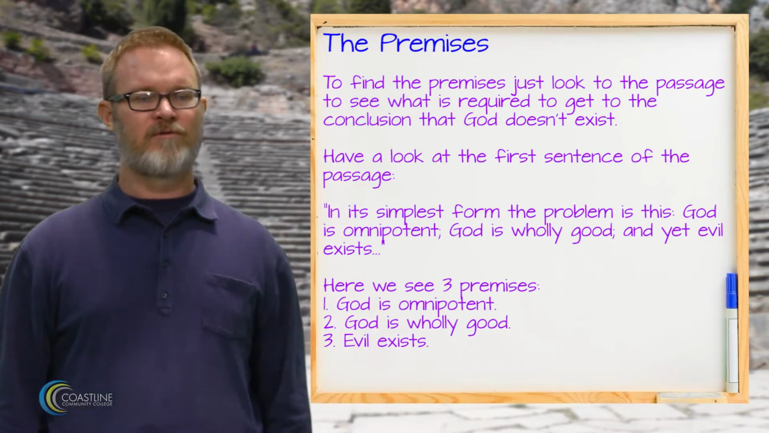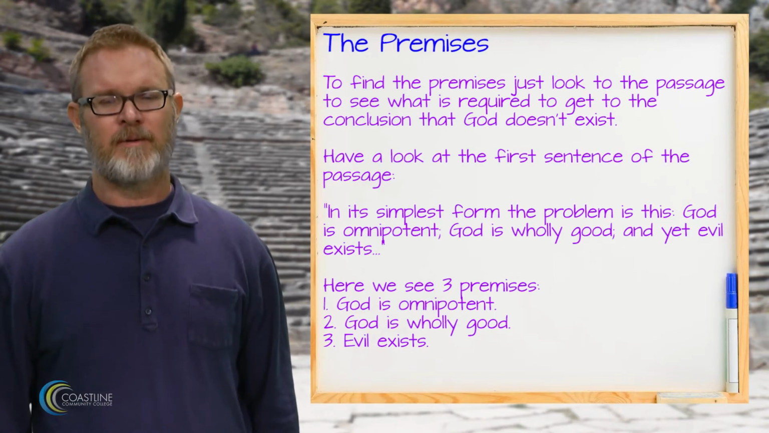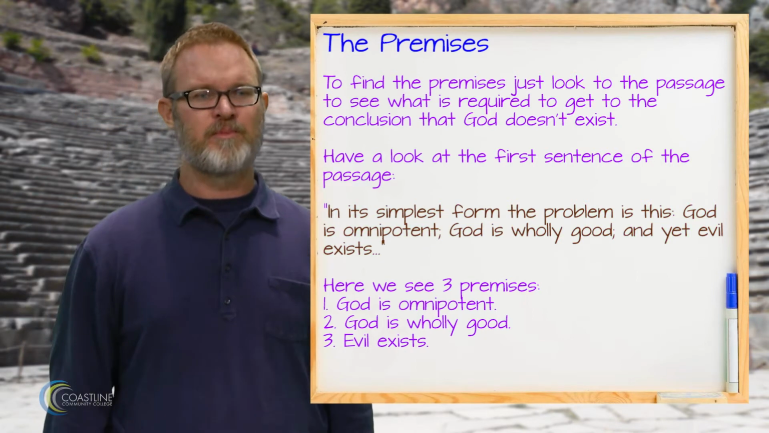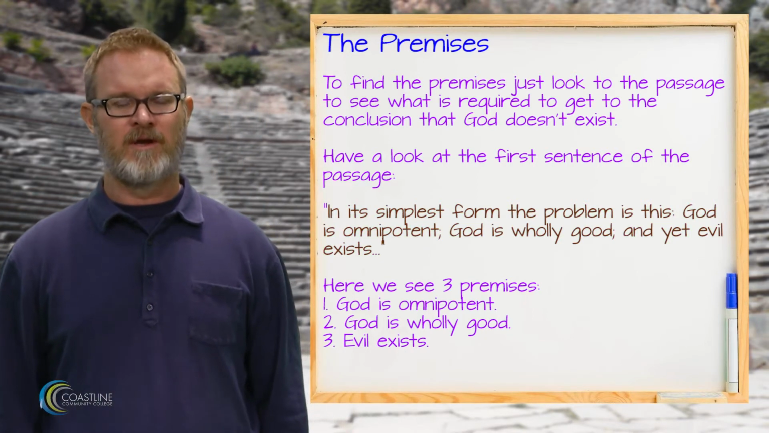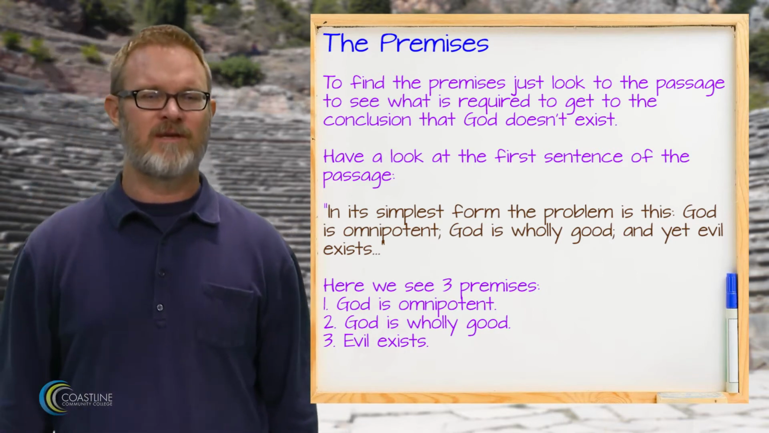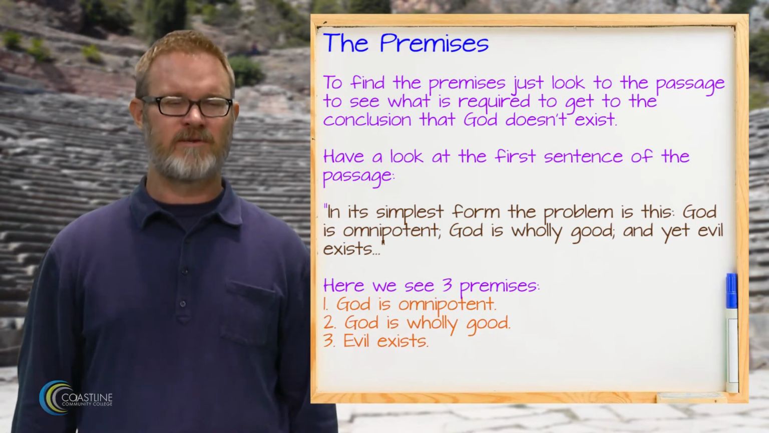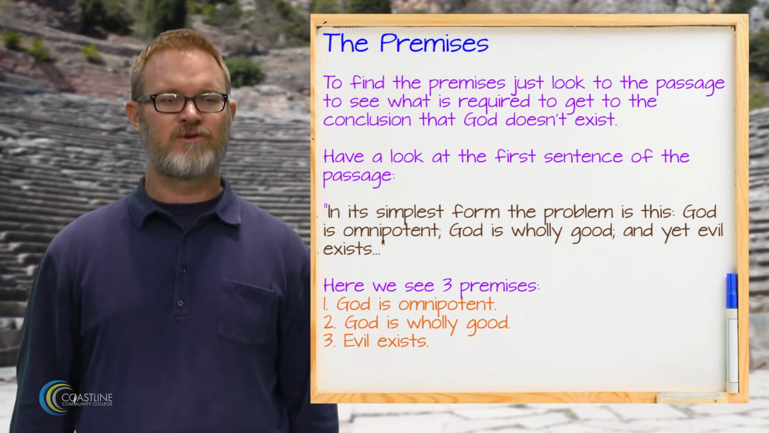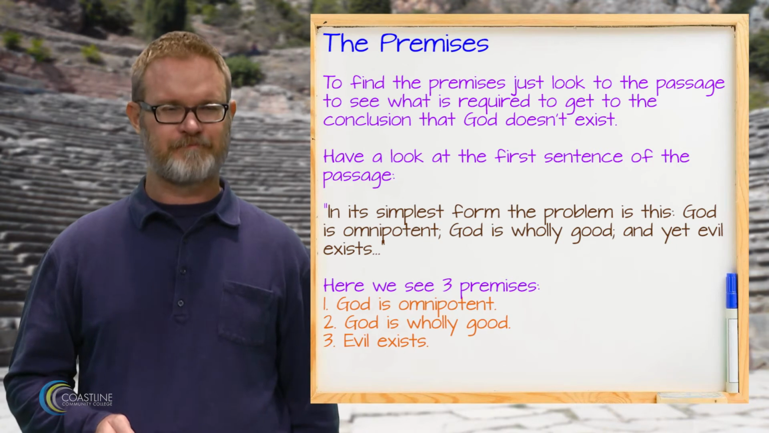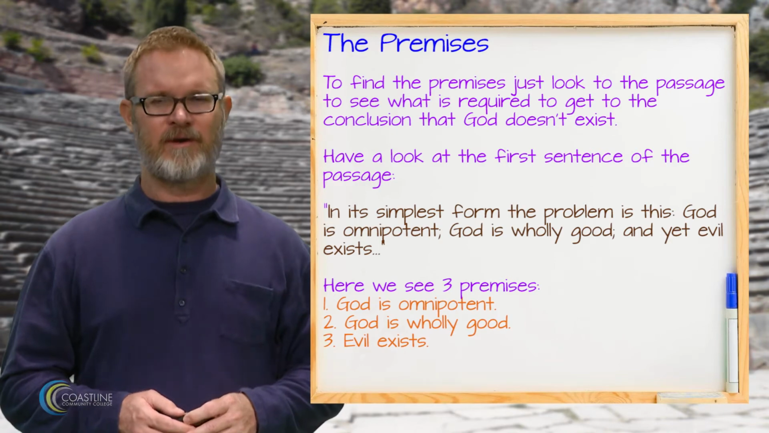Now, if you look at the very first sentence of the passage, you can see what look to be three reasons why he might claim that. First, he says, in its simplest form, the problem is this: God is omnipotent, God is wholly good, and yet evil exists. So here we actually have three premises that suggest themselves, which is God's omnipotence, God being wholly good, and yet evil exists. Okay? So those will be our first three premises. God is omnipotent, God is wholly good, and then three, evil exists. And again, those all are aiming to show the conclusion that God doesn't exist.